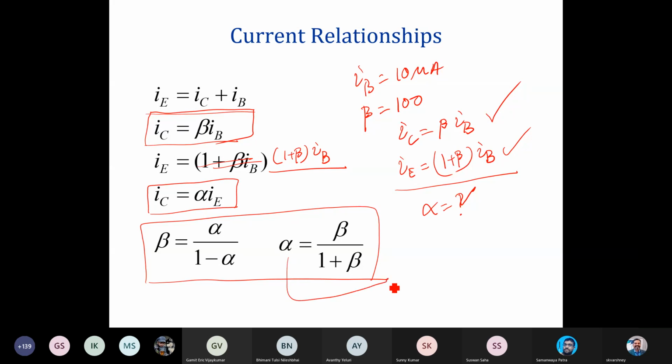As I was saying to you, alpha we call the common base current gain, and beta we call the common emitter current gain.